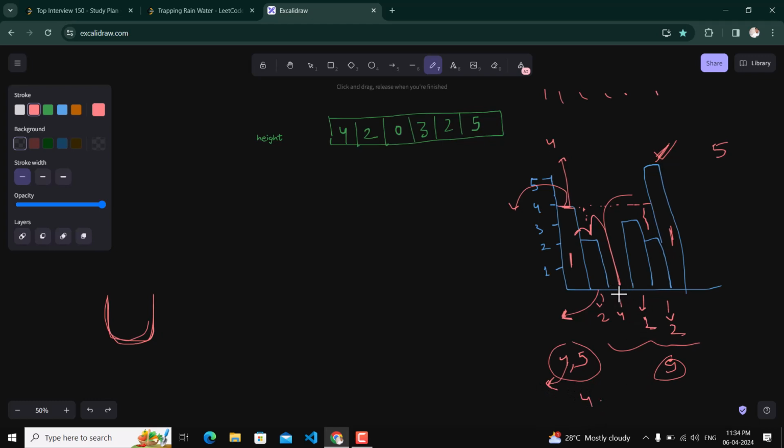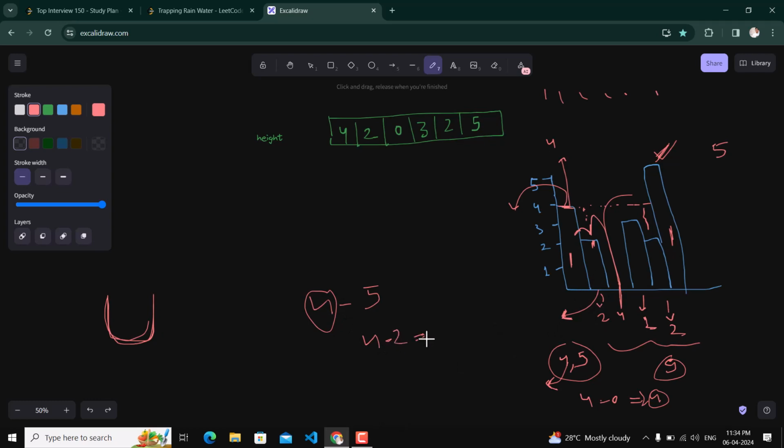Now what is the height of this current index? It is 0. So here we find that 4 units of water can be stored. In the same way, if we consider this case, the maximum height before this bar is 4 and the maximum height after this bar is again 5. The minimum of these two is 4 and the current height of this bar is 2.